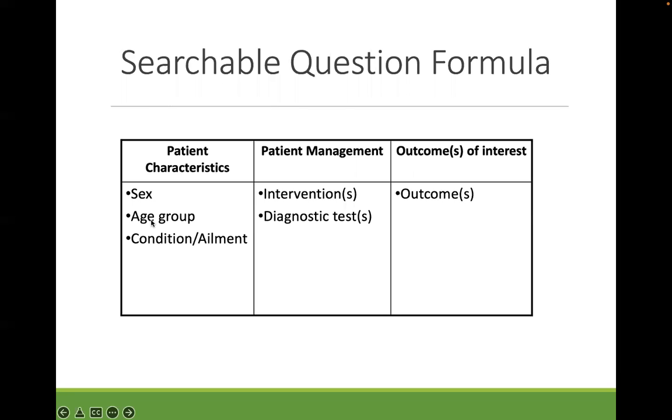So the 3 things you need in order to look at a case study or a patient information sheet and to be able to search a database are these. You need to look for the patient characteristics. So when you're reading it, look for things like sex, age group, and what is wrong with the patient. What condition do they have?